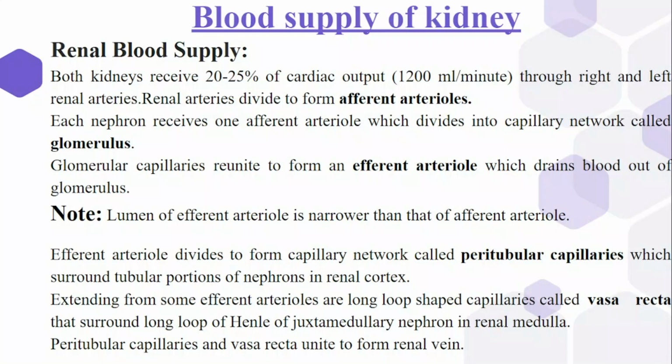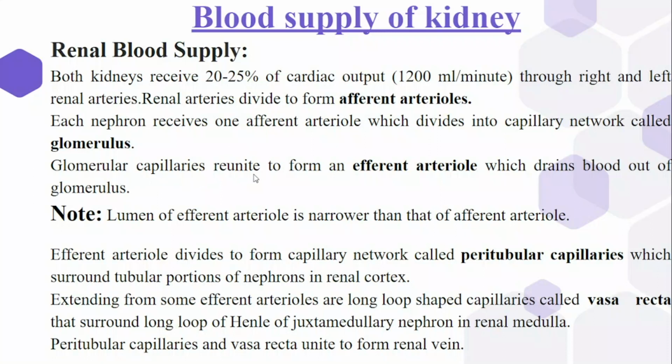The renal artery divides to form afferent arterioles. Your renal arteries get divided to form afferent arterioles. Then the afferent arterioles come in contact with a nephron. Then your nephrons filter the blood and remove nitrogenous waste in the form of urine, and cleansed blood returns back to your body, right? Now each nephron receives one afferent arteriole which divides into a capillary network called the glomerulus. Here the blood gets filtered.